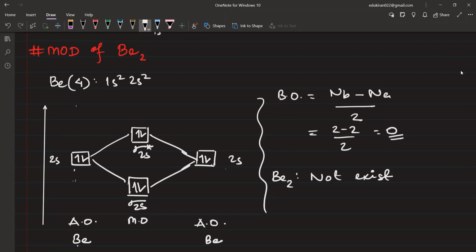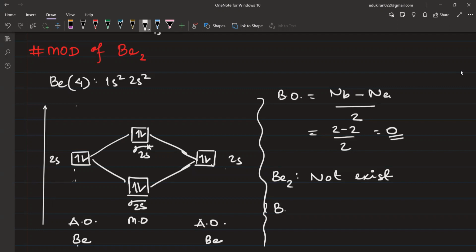So do you know what question they will ask you? They will ask you, by molecular orbital diagram show Be2 does not exist, or explain through the molecular orbital diagram that Be2 does not exist, or they will just say why Be2 does not exist. If it is a 3 marks question, then you have to draw the MOD. Even for 2 marks, you have to draw the MOD. Okay. Be2 does not exist.